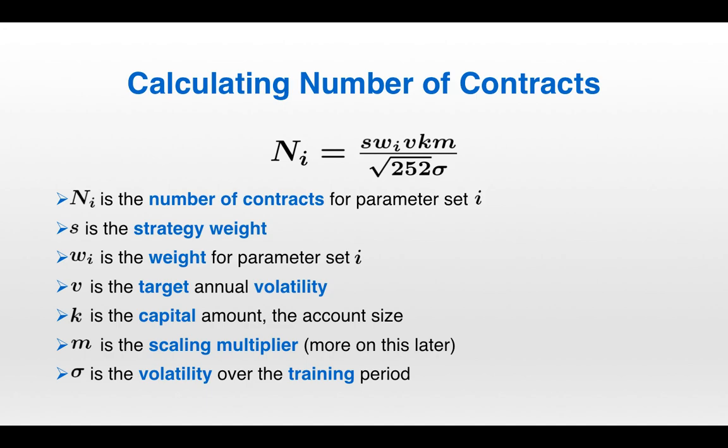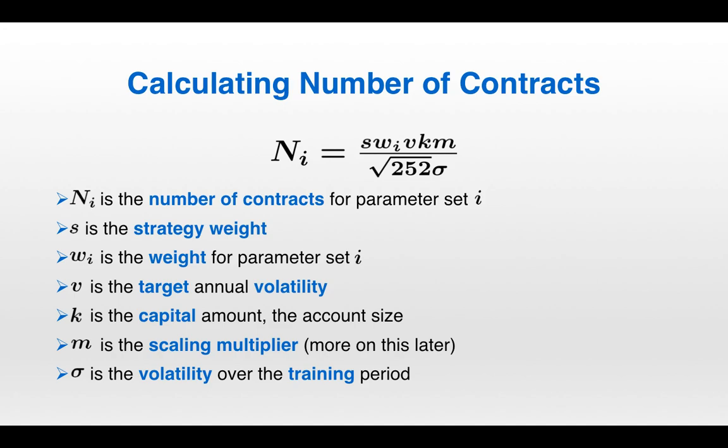This is the equation we use to compute the number of contracts for each parameter set. It is N_i equals S times W_i times V times K times M, all divided by the square root of 252 times sigma. So what do these terms mean? N_i is the number of contracts we're trading for parameter set i. S is the weight assigned to the strategy. W_i is the weight assigned to the parameter set. V is the target annual volatility. K is the capital amount, the account size. M is the scaling multiplier. We'll talk more about that later. And sigma is the volatility over the training period.